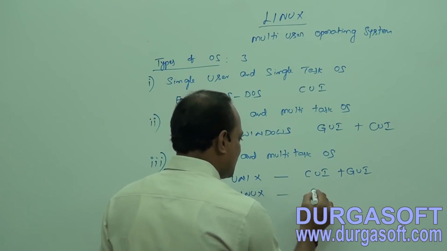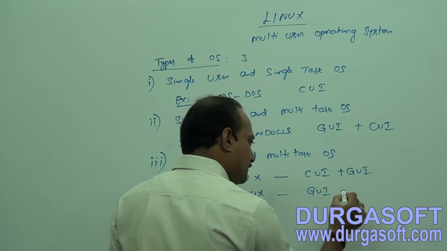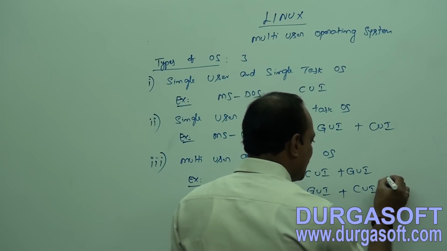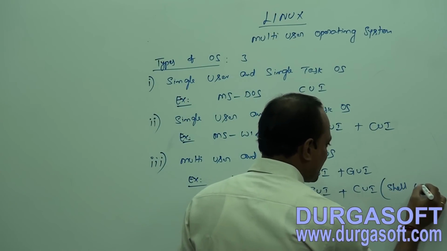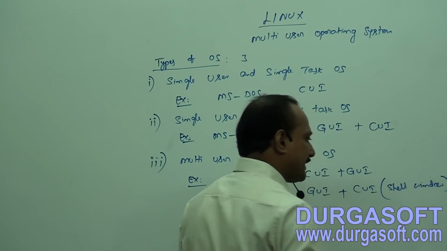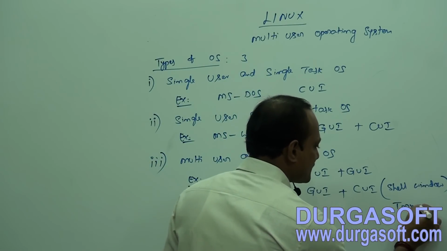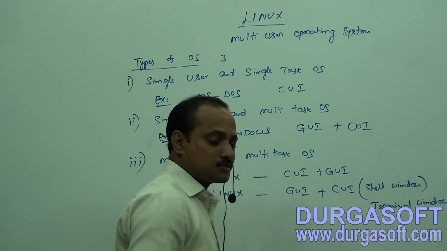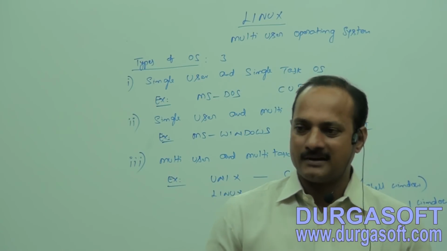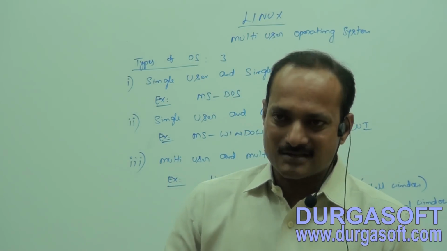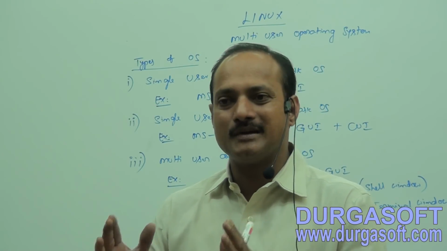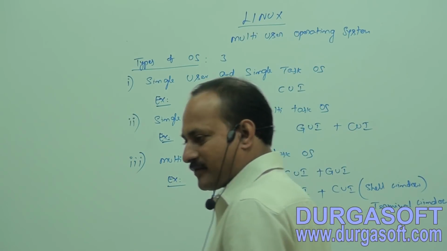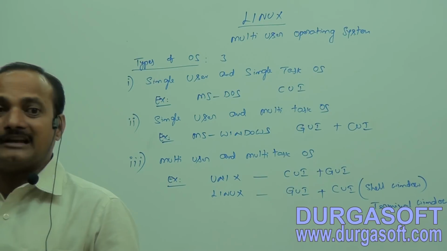Linux, by default it is GUI. But if you want to work with commands, then you have to open one shell window. So CUI is possible by using a shell window, or we can say this window is also called a terminal window. Like in the Windows operating system, if you want to execute commands, we have to open the command window. Whereas in the Linux operating system, if you want to execute commands, you have to open the terminal window. Remember this point. The terminal window is also known as the shell window.